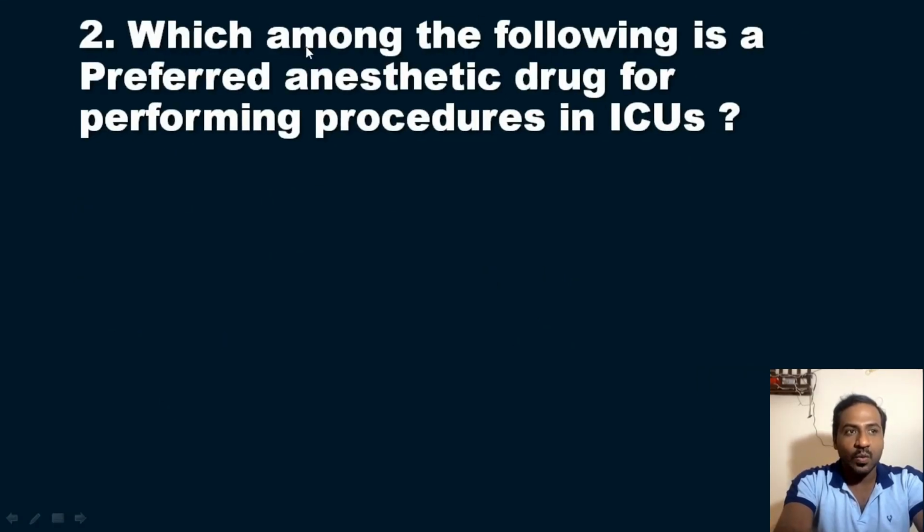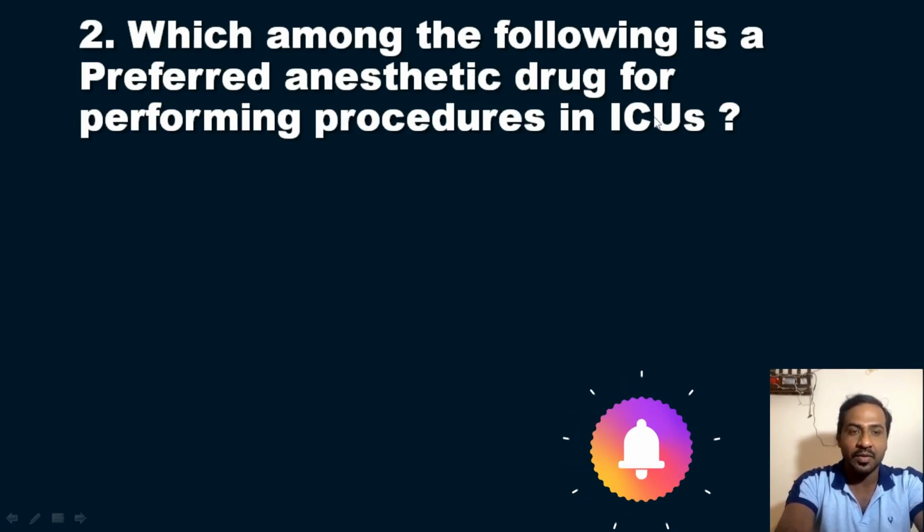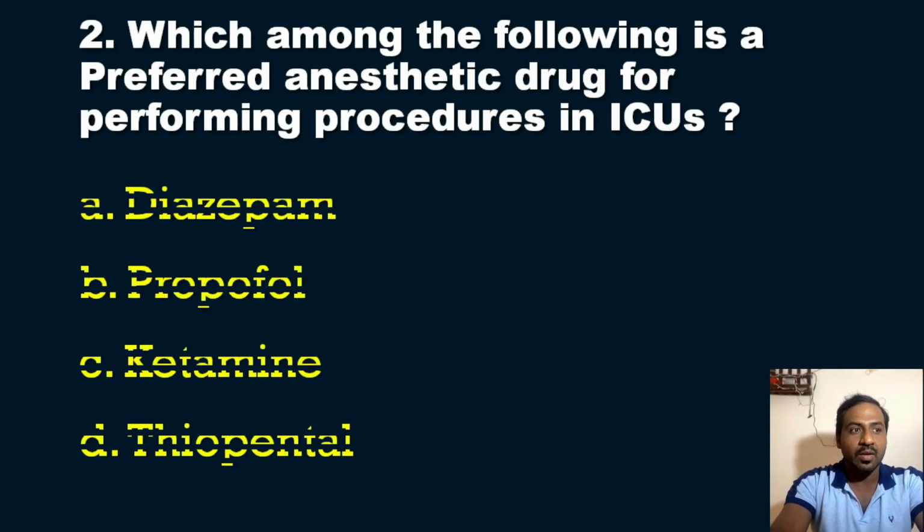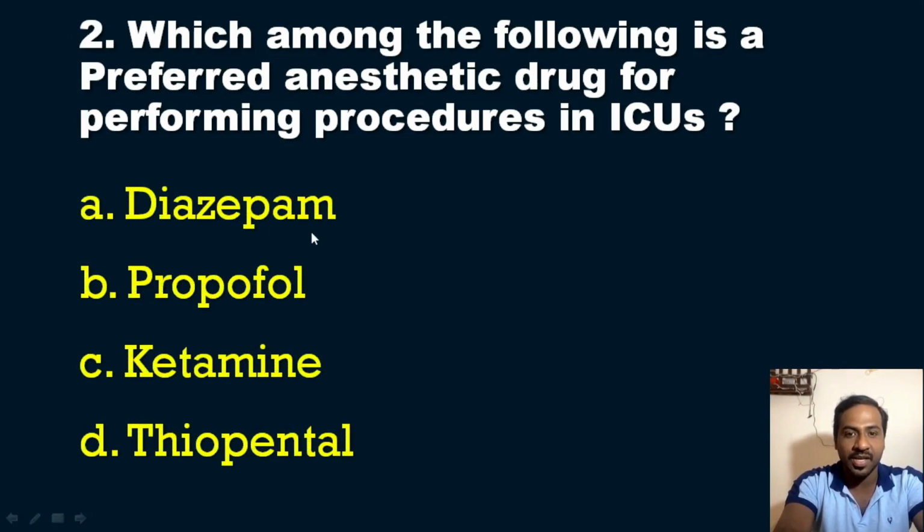The second question is, which among the following is a preferred anesthetic drug for performing procedures in ICU? You know the small procedures that are performed in ICUs. So which will be the preferred anesthetic drug? That is the question. The options are: option A, diazepam. Option B, propofol. Option C, ketamine. And the final option, thiopental. So what is the answer? All these are anesthetic drugs.